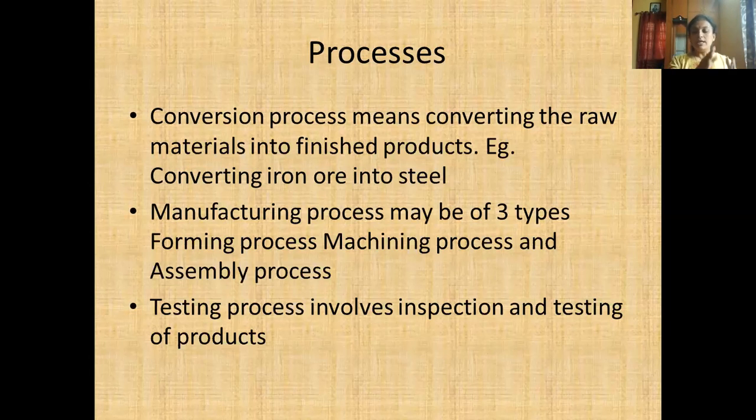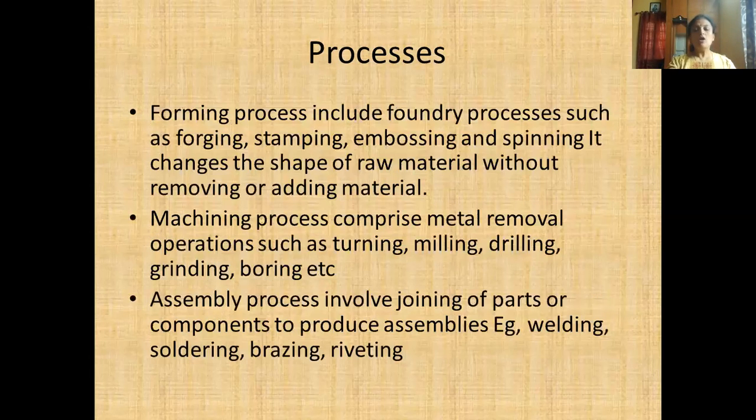It involves inspection and testing of products. Then manufacturing process, as I have mentioned, is of three types: forming, machining, assembly. So let us understand the meaning of it. Forming process includes foundry processes such as forging, stamping, embossing, spinning. It changes the shape of raw material without removing or adding material.